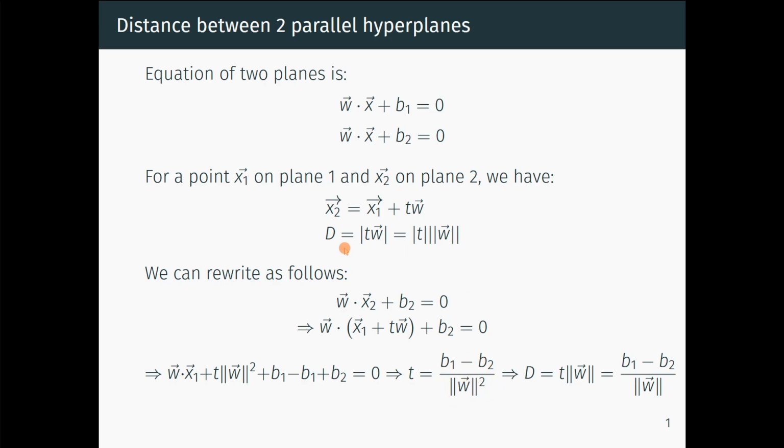But d, the distance between these two hyperplanes, was t times the magnitude of w. So we can write d equal to t times the magnitude of w, where t is replaced by b1 minus b2 divided by the square of the magnitude of w. Thus you're left with d, the distance between these two hyperplanes, equal to b1 minus b2 divided by the magnitude of w. This is an important derivation. I would request you to work this out on your own to get more confidence in this particular type of calculation.